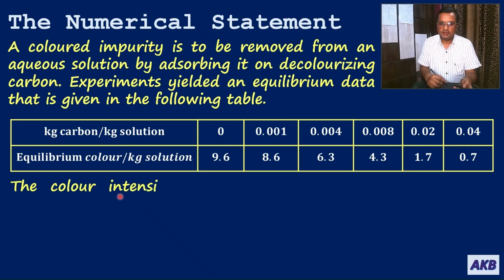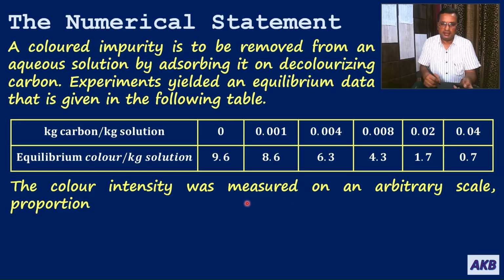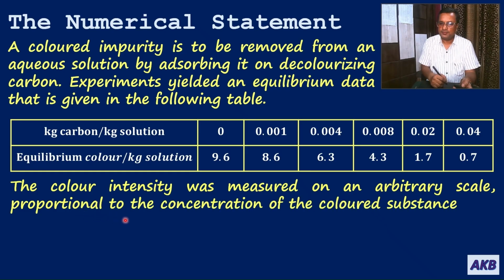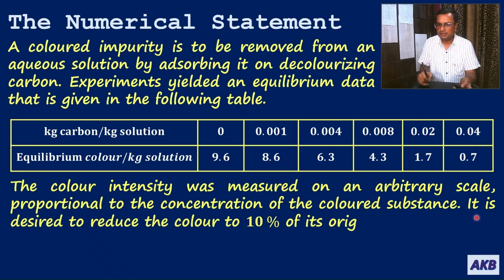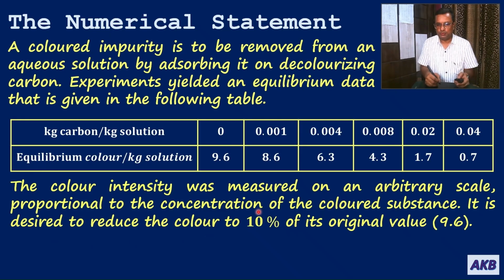In this case, the color intensity was measured on an arbitrary scale, and the color intensity is proportional to the concentration of the colored substance. It is desired to reduce the color to 10% of its original value. The original value is 9.6.